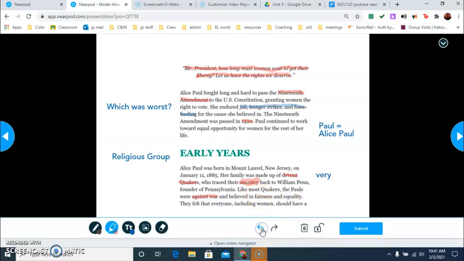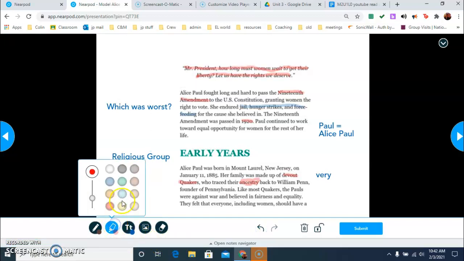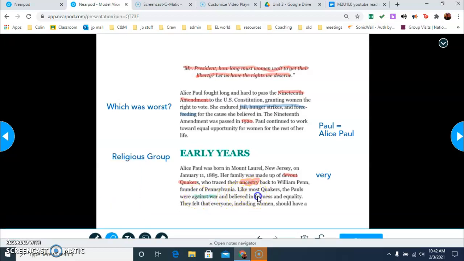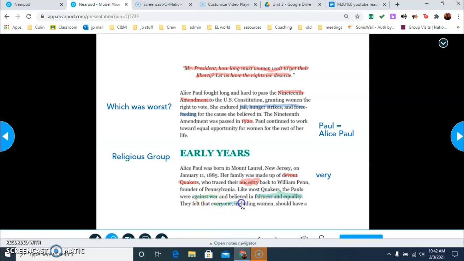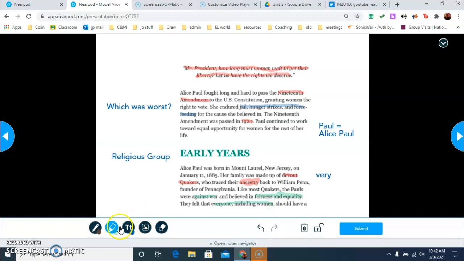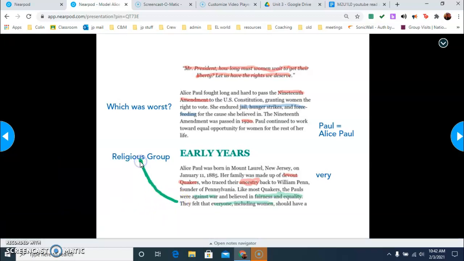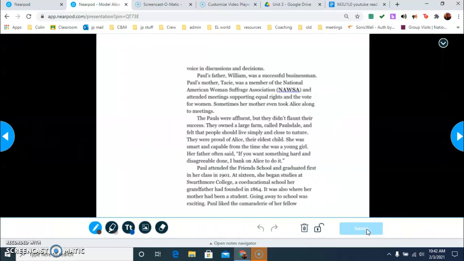Actually, I'm going to change this to a different color. I'm going to make this green. Against war, fairness, and equality. They felt that everyone, including women, should be treated equally. So I'm going to draw to show that this idea comes from them being that religious group. I'm going to hit submit. Should have a voice in discussions and decisions. Again, that's talking about women.